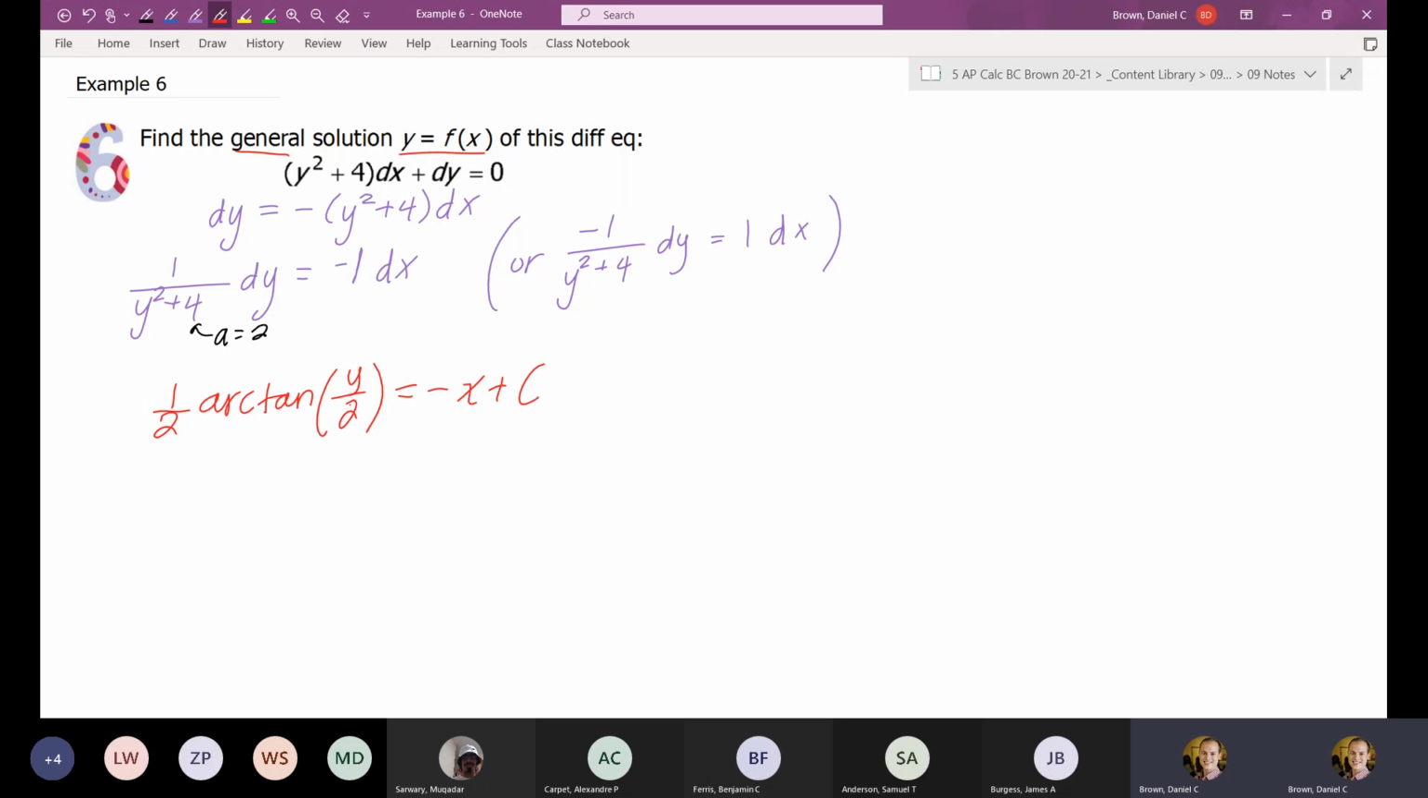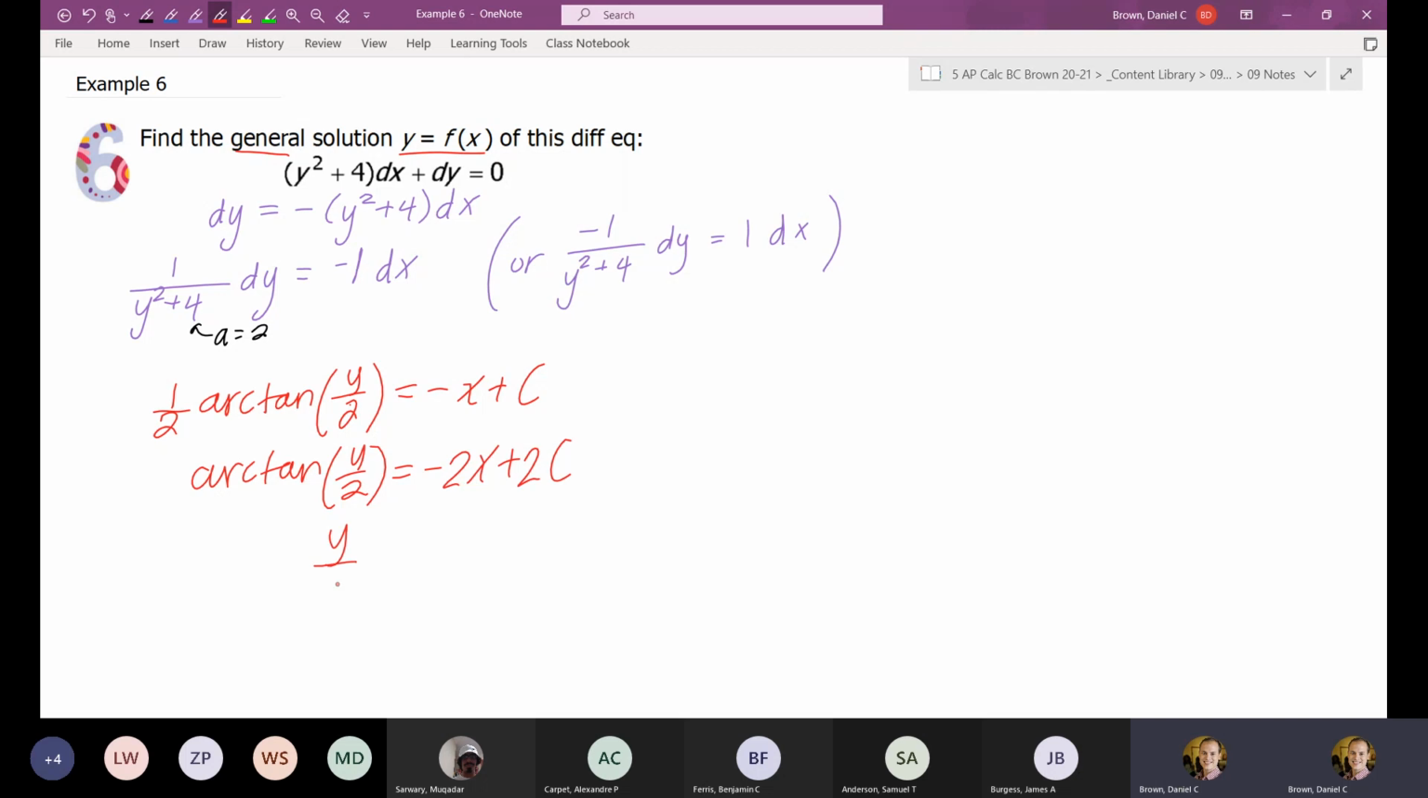And I just want to go ahead and solve for y, because it does ask me to solve for y. So I'm going to go ahead and multiply both sides by 2. Again, doing proper algebra, so I have negative 2x plus 2c. How do I get rid of that arctangent? I can just rewrite it, take the tangent of both sides.